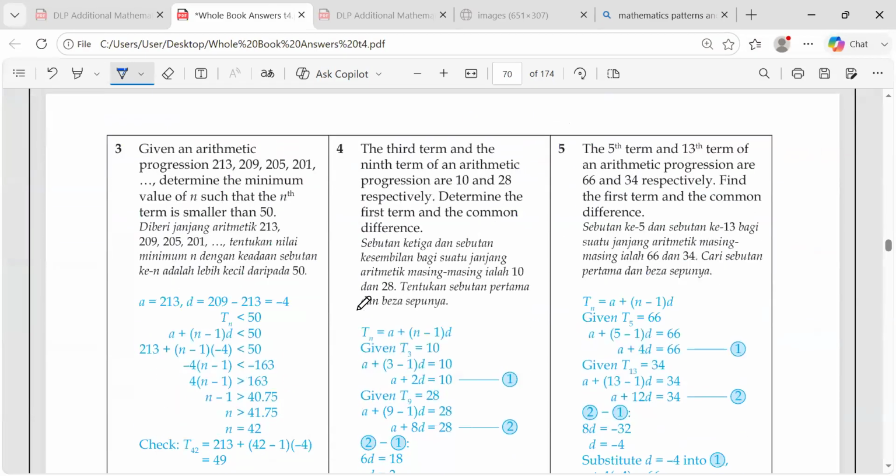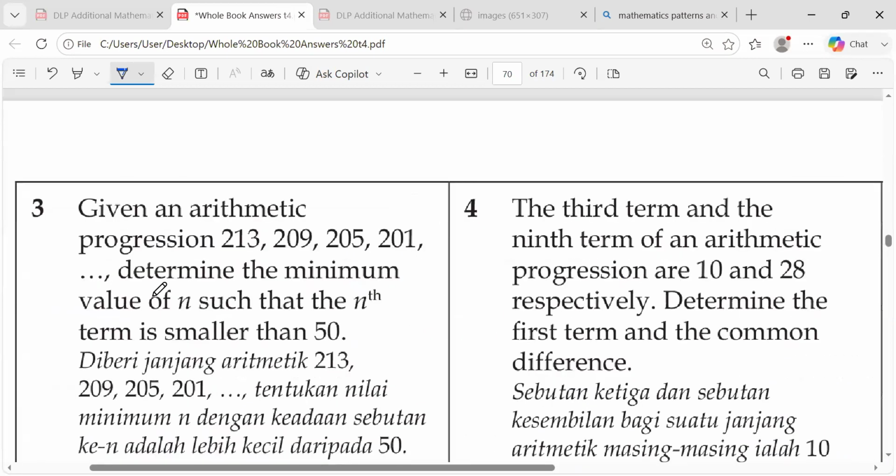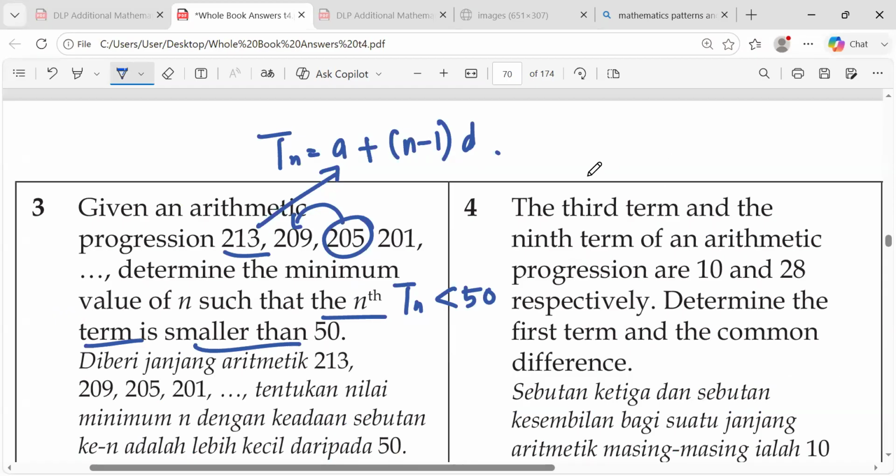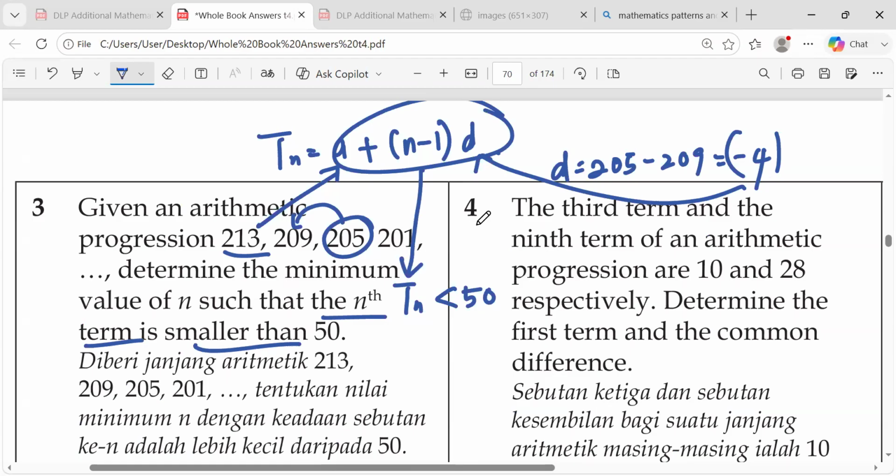Okay, next. Try to check. Determine the minimum value that the nth term, meaning the last term, is smaller than 50. So the first thing you have to memorize is the formula that you have just learned. A, you just substitute the first term. D is the current term minus the term before. I get D as -4. I just substitute -4 inside later, and then the whole thing after I substitute inside.